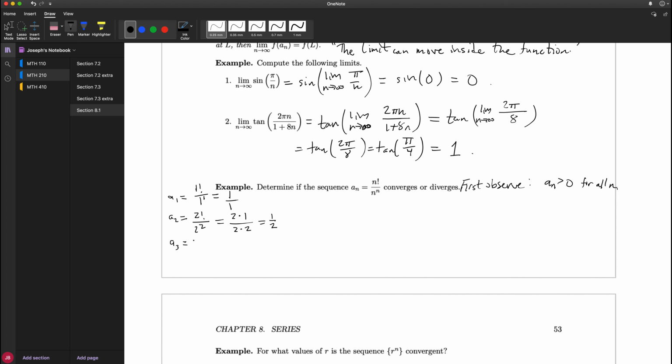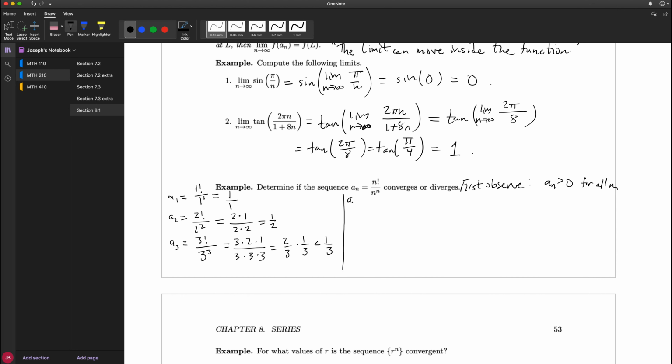Let's do a_3. And maybe you can do this first by pausing the video. But you get 3 factorial over 3 cubed, which is 3 times 2 times 1 over 3 times 3 times 3. Notice the leading 3's cancel. So I get 2/3 times 1/3. And here's the key observation. 2/3 is less than 1. When I multiply a number, say for example 1/3, by a number that's less than 1, that's going to be less than the other number, right? So in this case, I'm multiplying 1/3 by a number less than 1. So my result is less than 1/3. Okay.